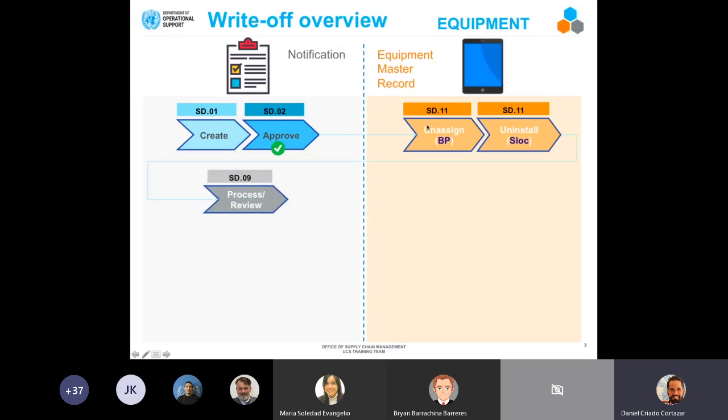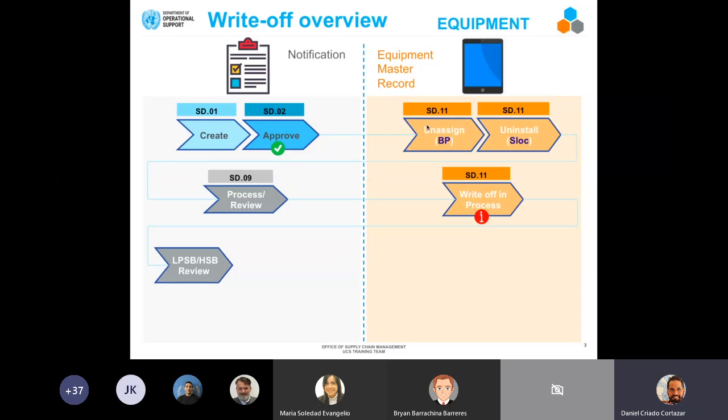After that, SD09, the disposal planner, will take a look at the notification, process and review the steps involved, and change the status of this notification several times, and more or less give a green light to SD11 to say, you know what, the write-off can be processed. You can change the equipment user status. So SD11 takes a look at the equipment master record and makes all the proper changes.